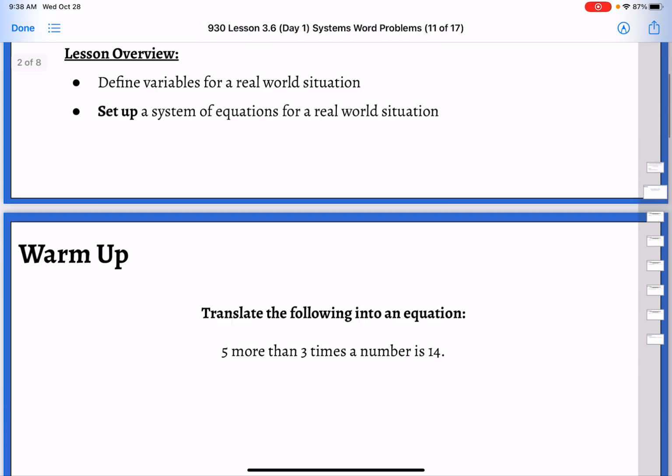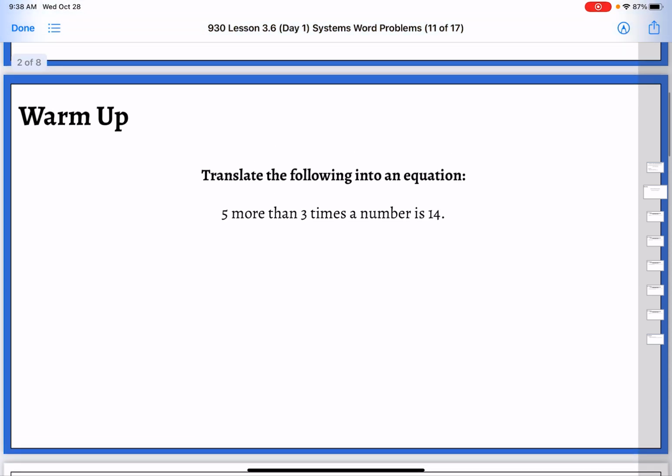That's our goal. So let's start off with just a basic equation where you translate the words into an equation. Your warm-up today is to translate this into an equation: 5 more than 3 times a number is 14. Pause your video and see if you can do it.